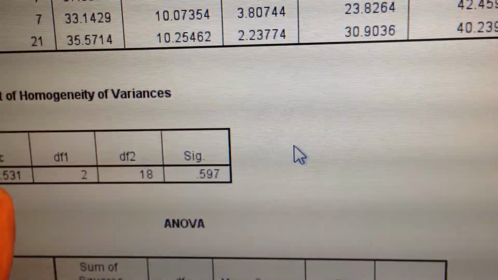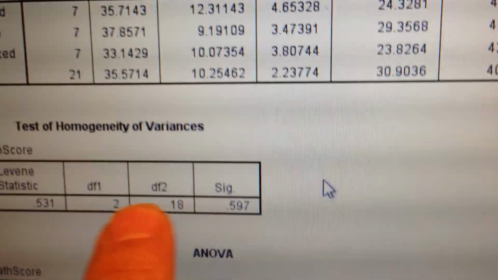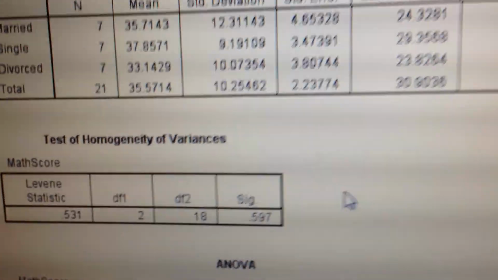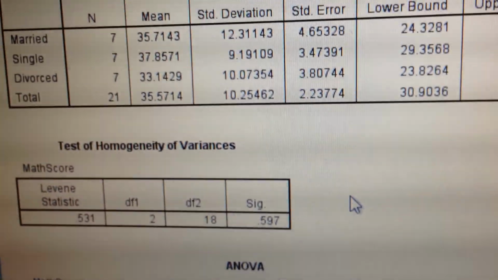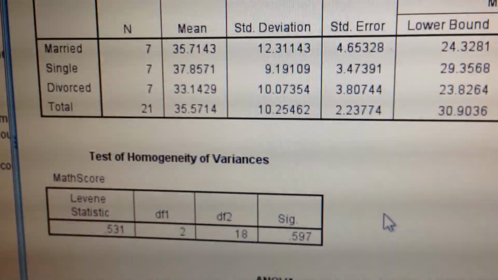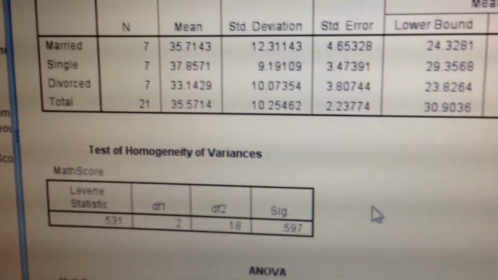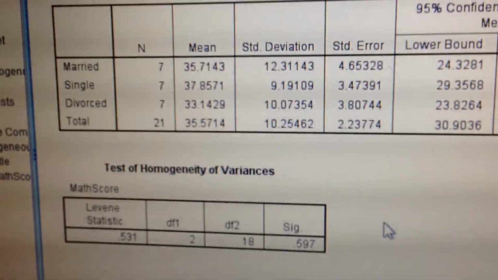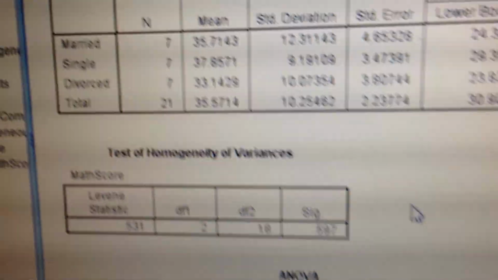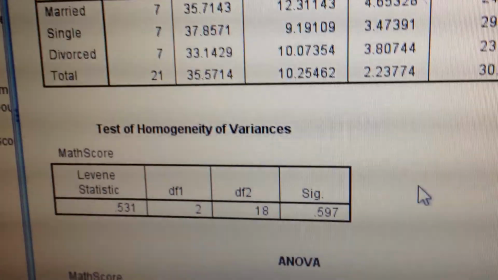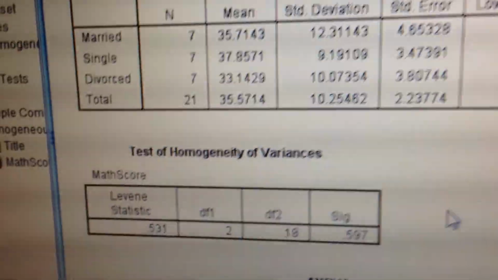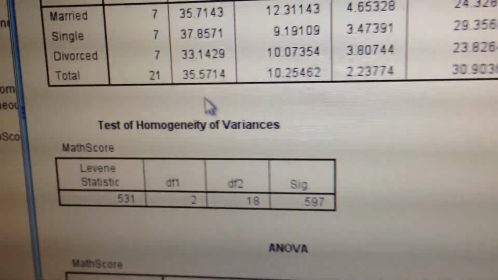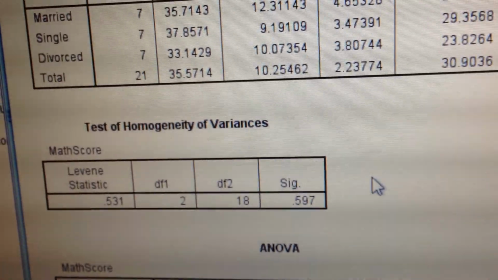We get a Levene statistic, we get our degrees of freedom, and then we get a significance value. And so we're testing homogeneity of variances. As you remember, our research hypothesis, or our hypothesis of interest, here would be that the variances are different, they're not equal. And so our null hypothesis would be that they are equal.